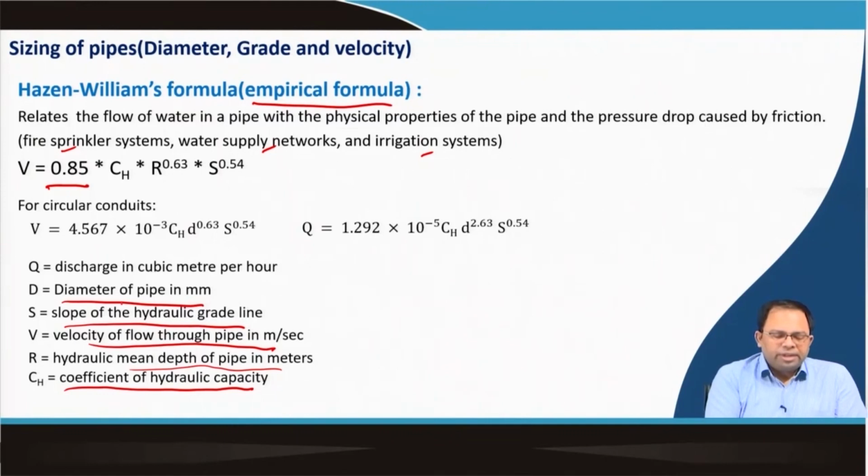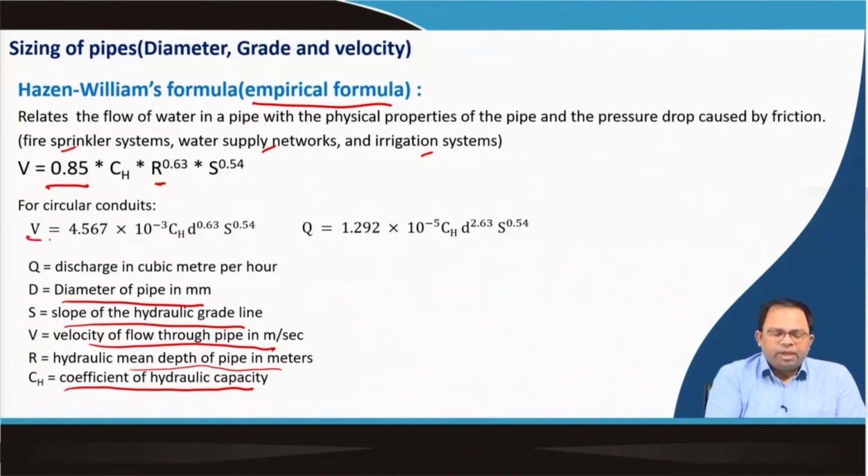And we can also rewrite the formula in different ways, particularly for circular conduits. If I take the value of R, the hydraulic mean radius, and change it to D by 4, we get this equation where V is equal to 4.567 into 10 to the power minus 3 into CH into D to the power 0.63 and S to the power 0.54.